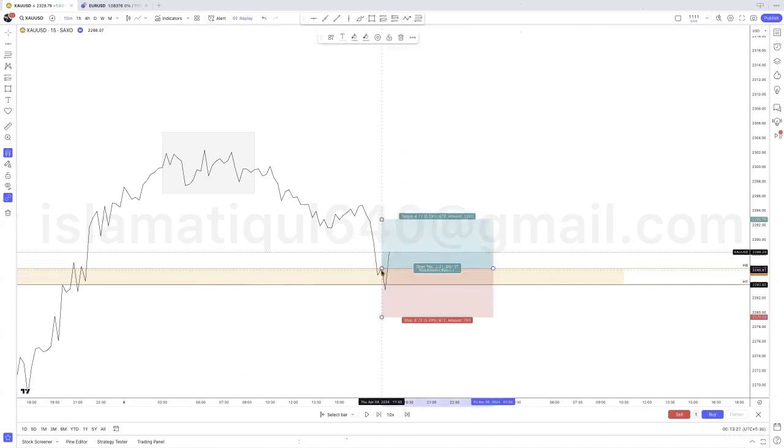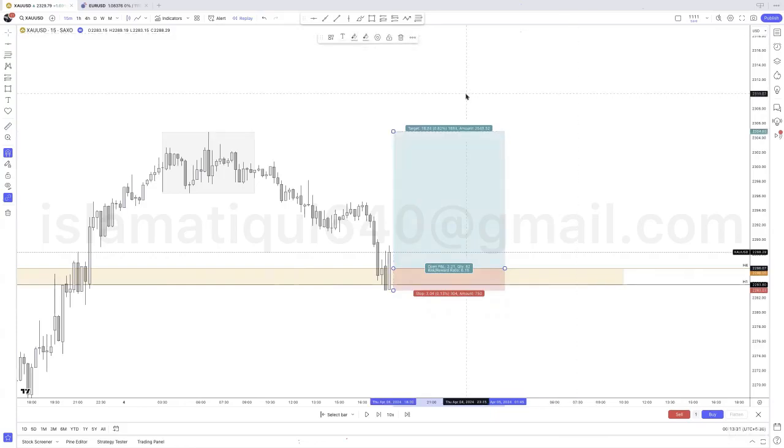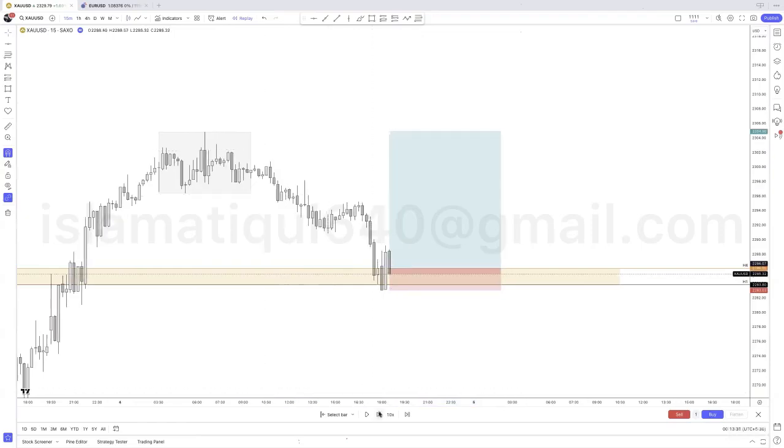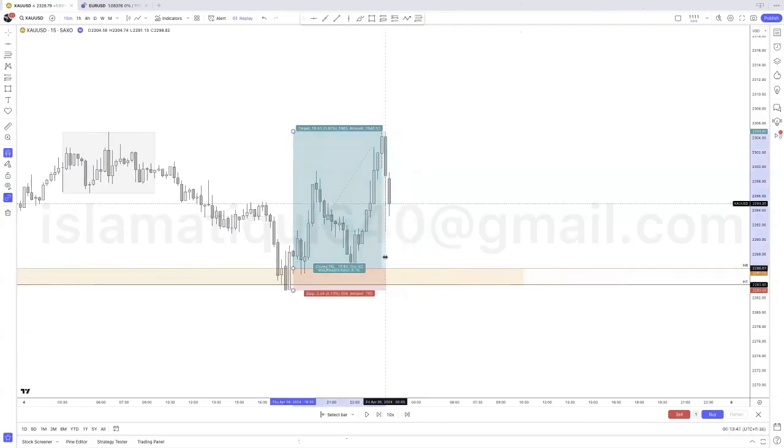So what can you do? You can place another entry here. Stop loss can go right below it, around 30 pips, target the external range. That's extra confluence. On gold, I don't use lower time frames. I'm only telling you, if you want to, as extra confluence, you can do that. Came back down and boom, straight into the top.